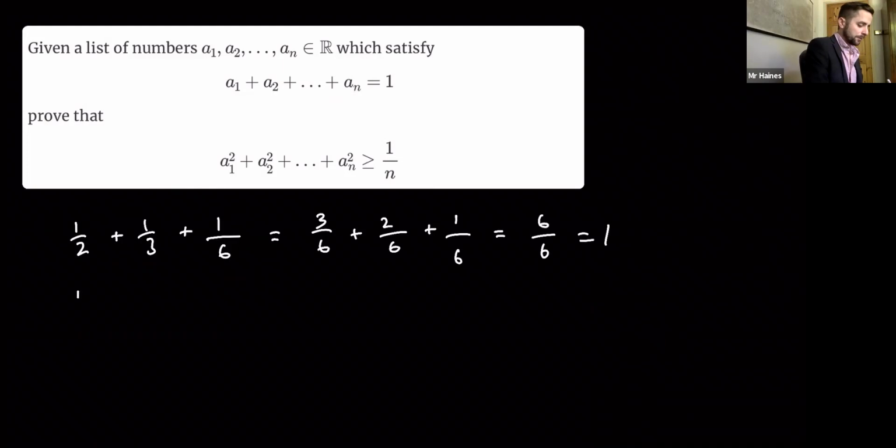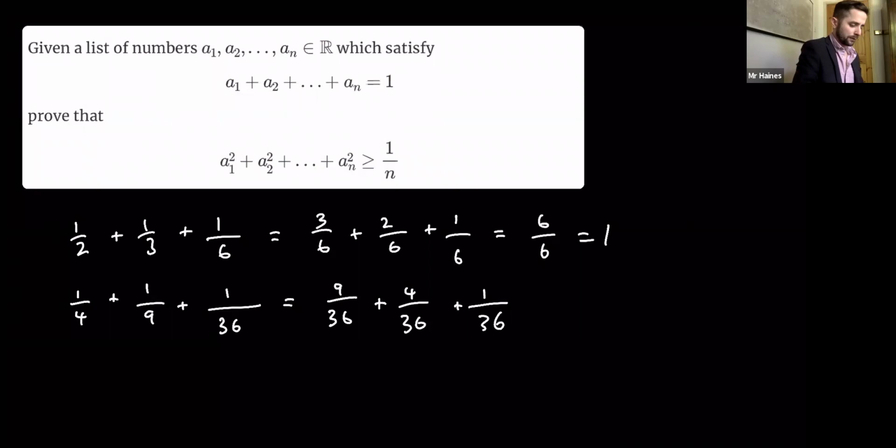Then when we square them, we get 1 over 4 plus 1 over 9 plus 1 over 36. And what we're saying is this number must be bigger than or equal to 1 over 3, but it can never be smaller than 1 over 3. So let's just check it's true in this case. To get these all over 36, that would be 9 over 36 plus 4 over 36 plus 1 over 36. So that's 14. And we can make that 7 over 18.